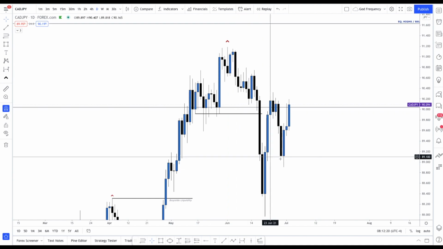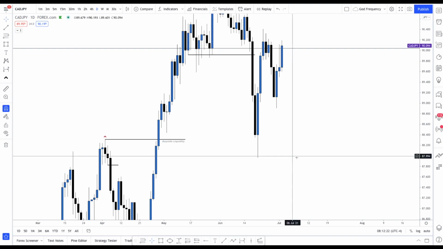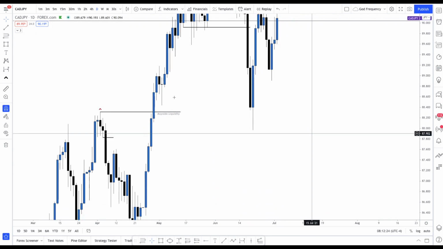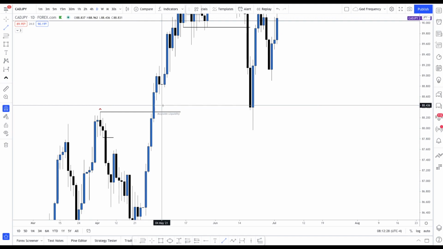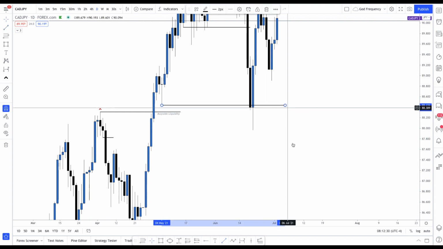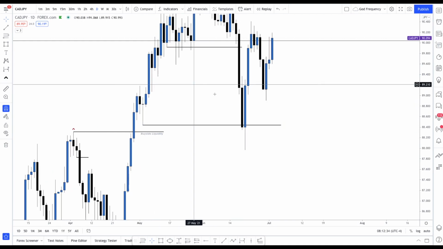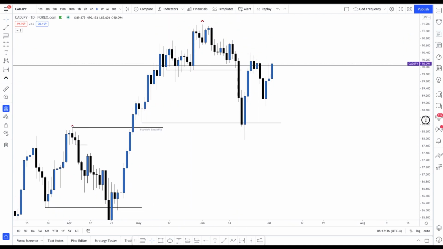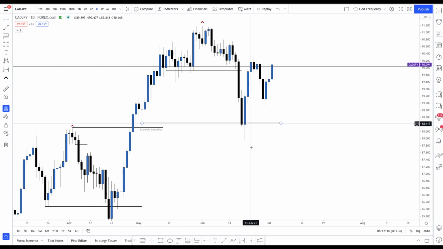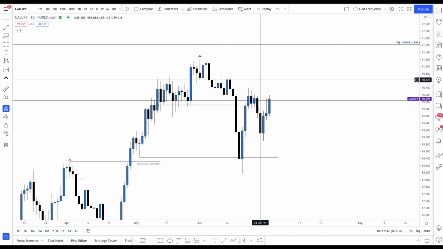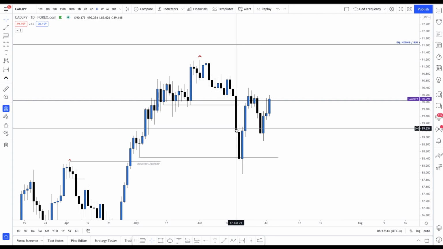Price trades through that swing low, and it even trades through this liquidity here, which is also a swing low that it trades through. It purges it and it comes back up. It makes another swing point. So start recognizing these swing points.